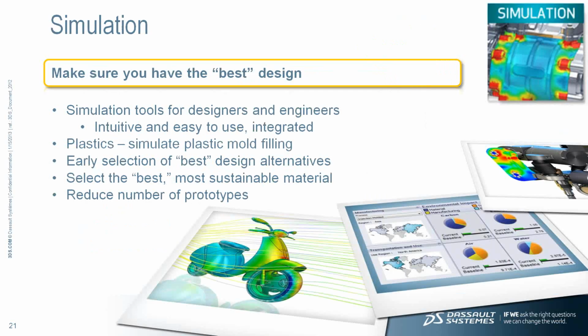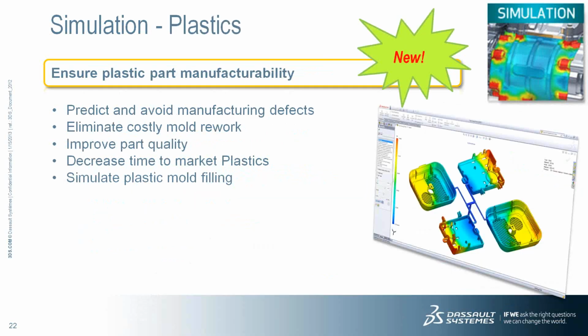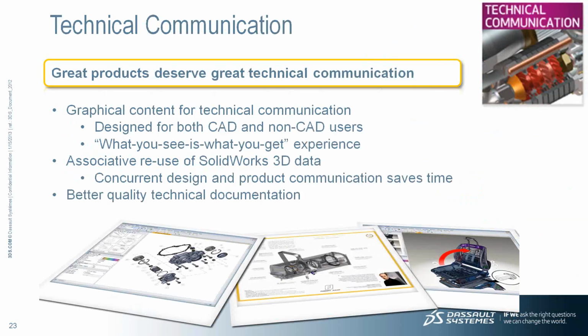In the simulation area, we talked about what simulation does, but one of the new products we've added is plastics. So simulating the injection molding process, checking for defects that would result, making sure that your process is right, making sure the design of your part is right, and it's manufacturable or moldable. So if you haven't seen this product, I highly advise you to check it out, especially if you do plastic injected models or plastic injected parts.